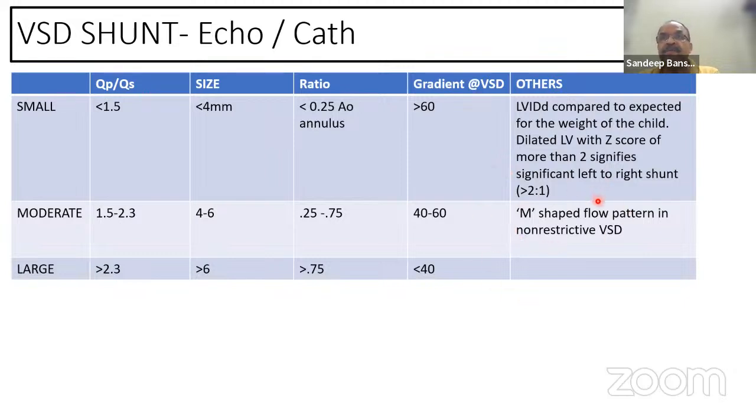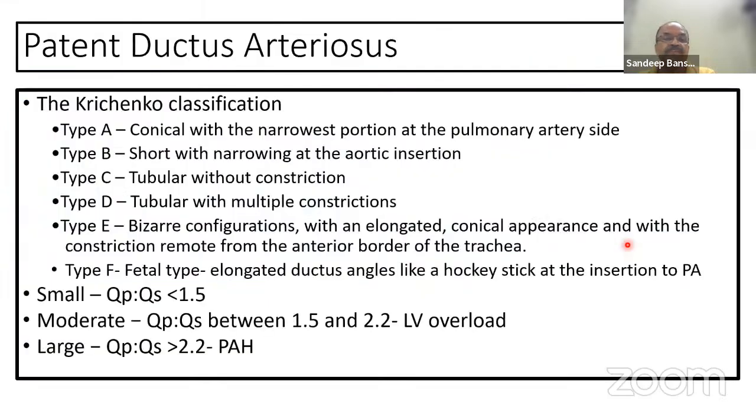Another important thing is that the left ventricular contraction starts first, and so we get a first bump in the flow, then somewhere the flow becomes less because the gradient decreases, and in the end there is again a push because the right ventricular pressure again decreases, and so we get an M-shaped pattern in the flow across the VSD, and this is again suggestive of a non-restrictive VSD or a large VSD.